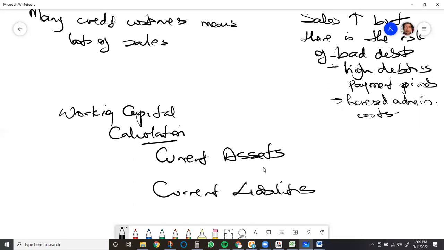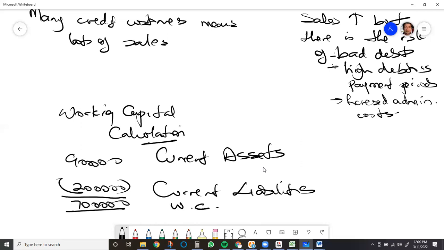And we prefer to have a high figure. So if, on this side, current assets total 900,000 and current liabilities total 200,000, then 700 is our WC, working capital.